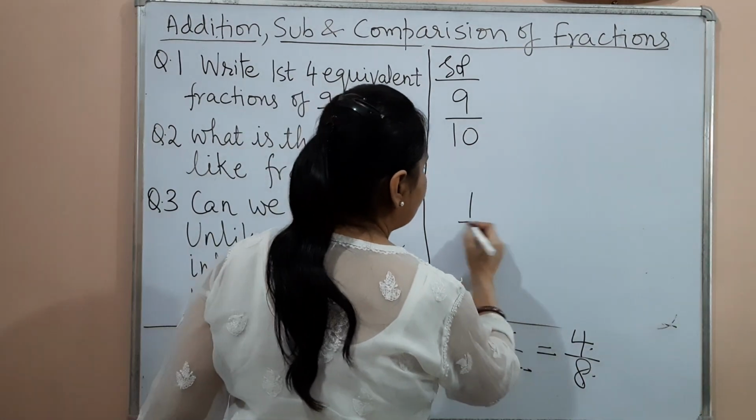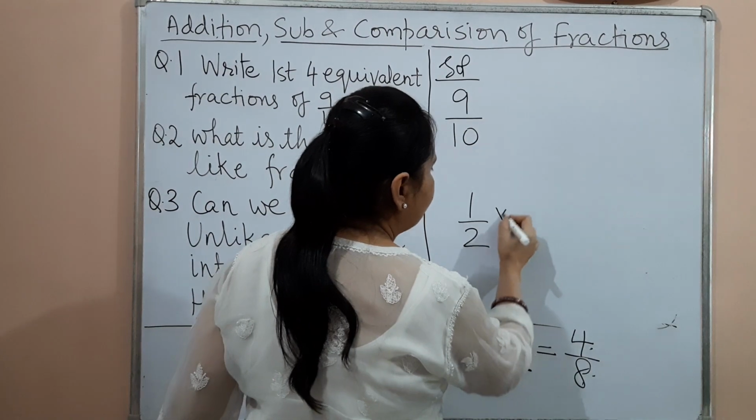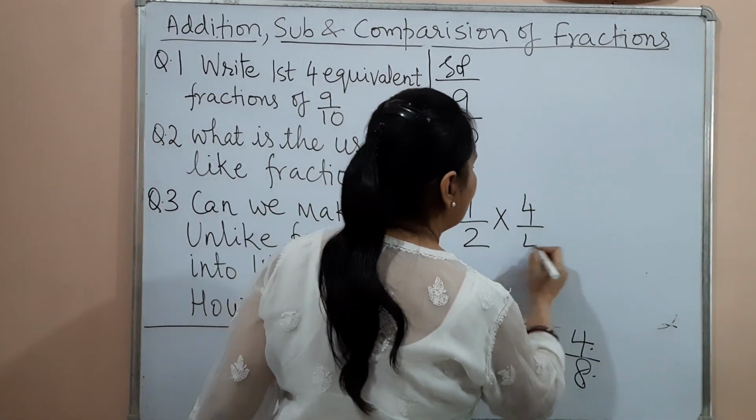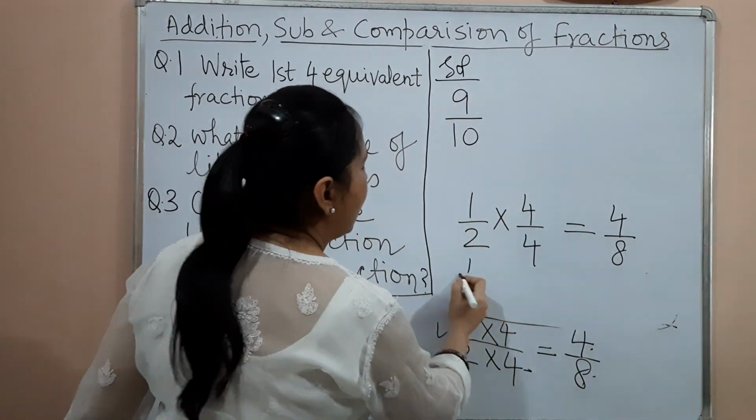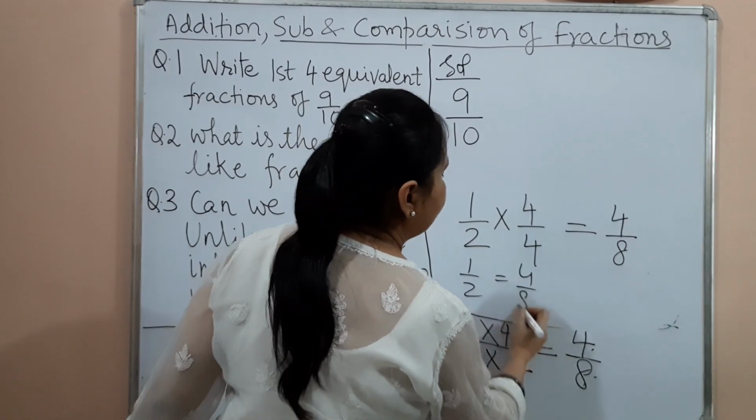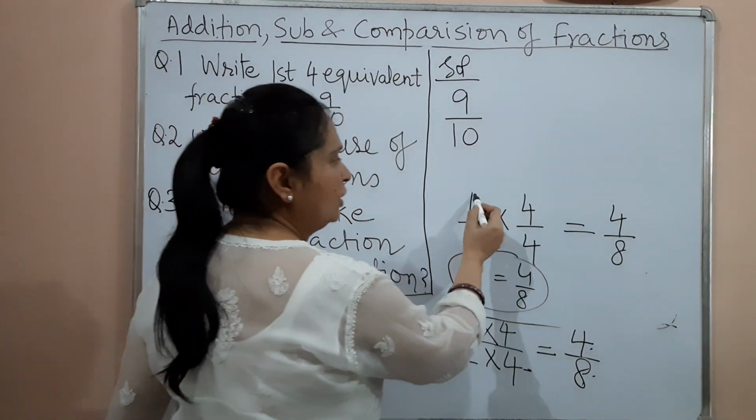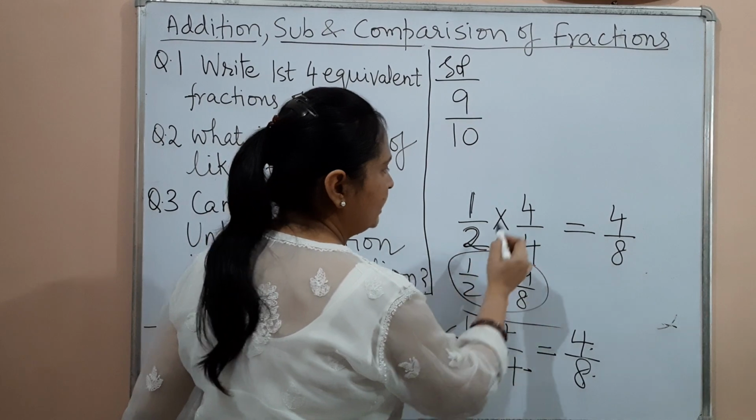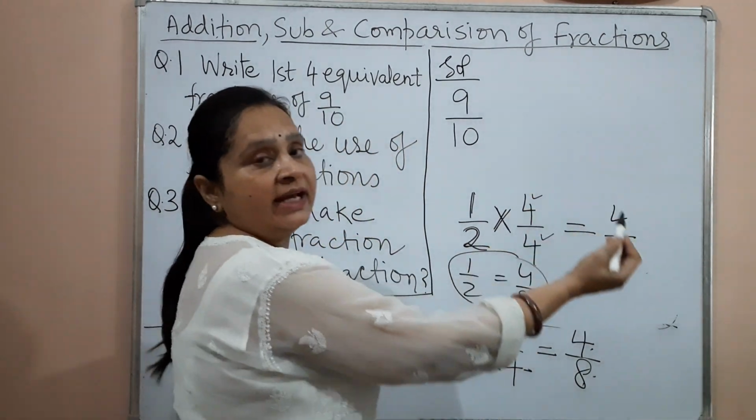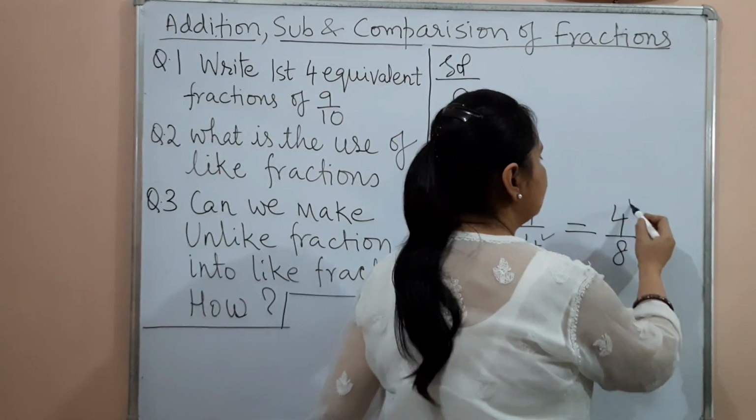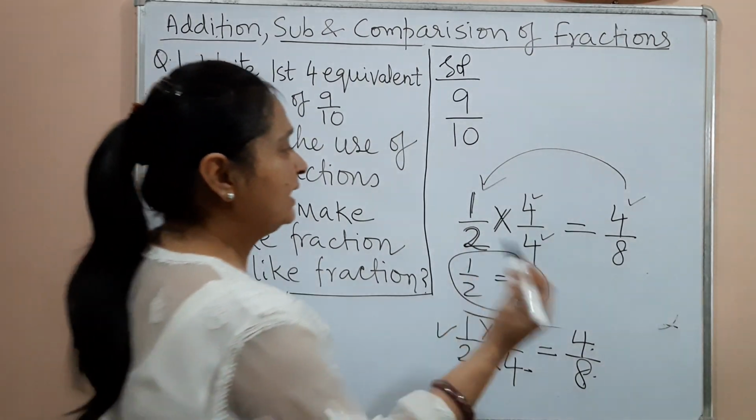Now suppose we were getting 4 upon 8. If I multiply this by 4, I'm getting 4 upon 8. That means half is equal to 4 upon 8. Both of them are the same. And how did we get it? If we multiply numerator as well as denominator by the same number, we get a fraction which is equal to the previous one. And why does it happen?